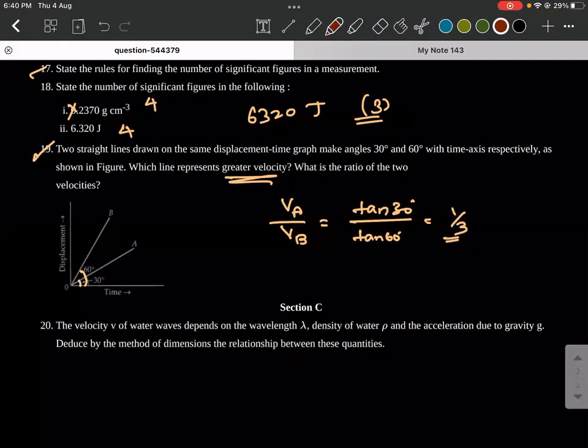Simple. So whenever there is a graph-based problem, the first thing you need to look at is the slope. Slope is tan of the angle made by the line with the x-axis. Right?